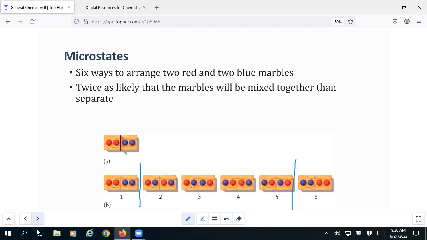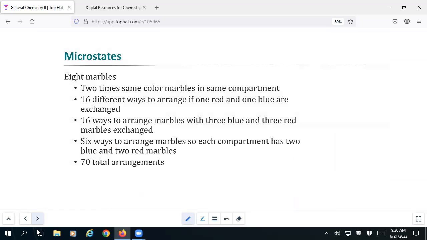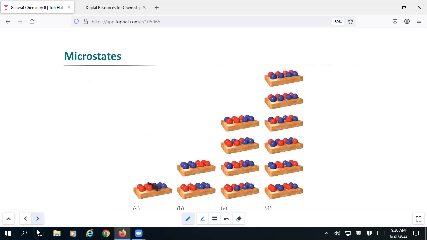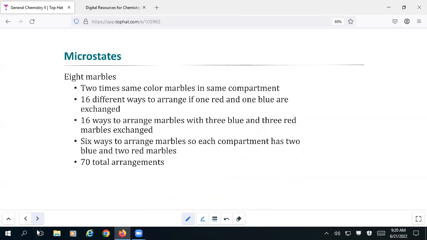And if we expand that, so that's a simple example. That's four molecules. What if we expand it to eight? Four of each kind. Well, this is just a subset of those. But what we can see in total is that there are only two arrangements where the two colors are completely separated.